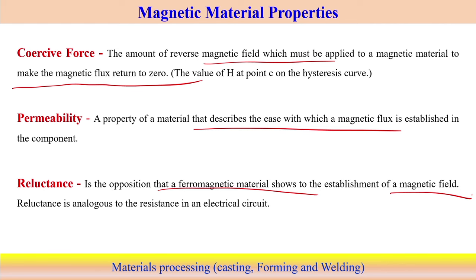So opposition to the ferromagnetic effect is known as the reluctance. Reluctance is basically analogous to the resistance in the electrical circuit. In an electrical circuit, we can measure the conductivity, how electric current can flow. But the other way, resistance indicates the obstacle it creates to move the electron from one point to another point. Similarly, reluctance is basically analogous to the resistance in an electrical circuit.